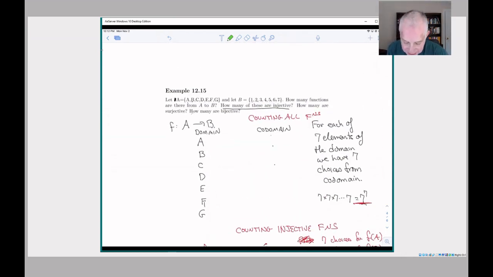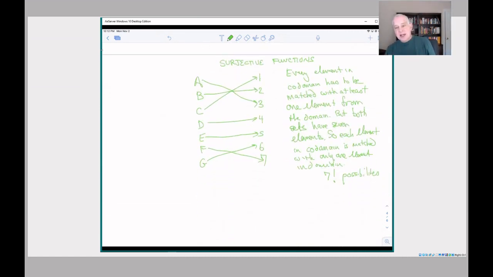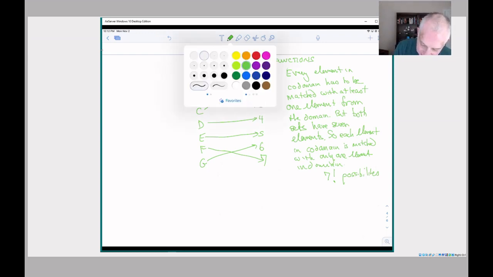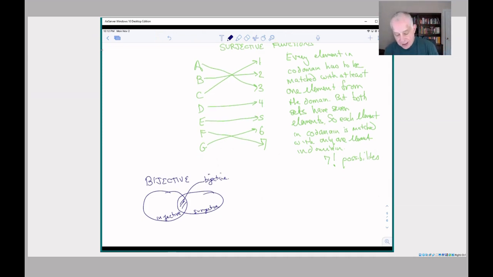The last question is, how many of these functions are bijective? Well, to be bijective, you have to be both surjective and injective. So let's look at bijective. What's a nice color for bijective? Dark blue, or sort of purpley. On the one hand, you have the injective functions. And on the other hand, you have the surjective functions. And inside here, you have the bijective functions. So one thing you know is that there are at most 7 factorial bijective functions.